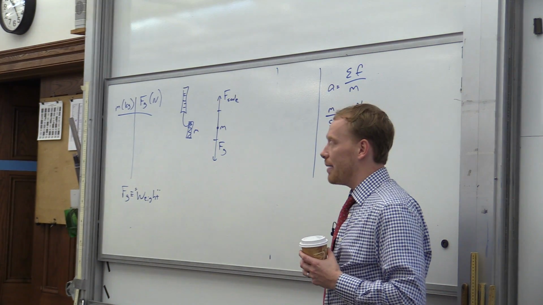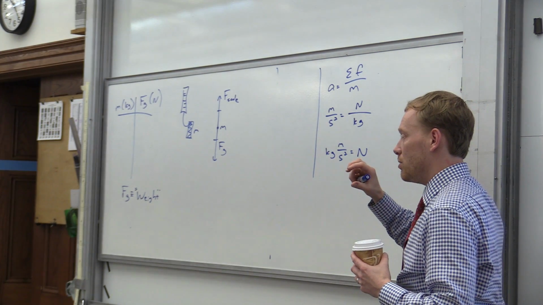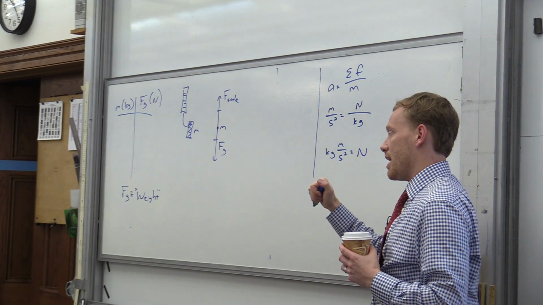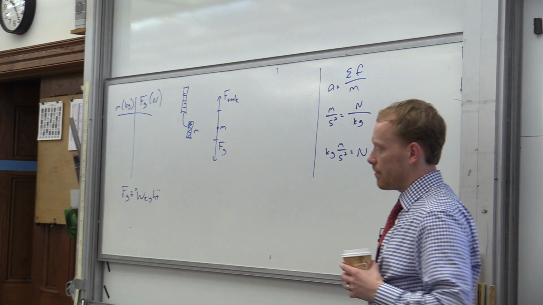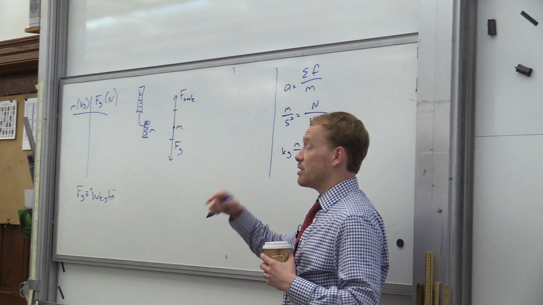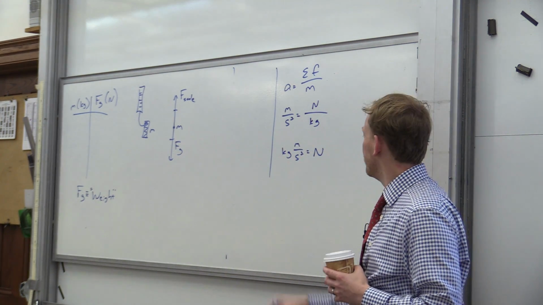Sorry, say that one more time? 3 newtons is the amount of force that you would need to apply to a 3 kilogram mass to give that mass an acceleration of 1 meter per second squared. Or to give a 1 kilogram mass an acceleration of 3 meters per second squared. Right, cool.